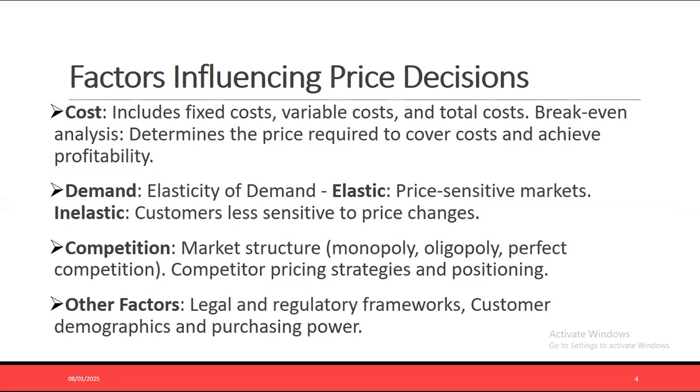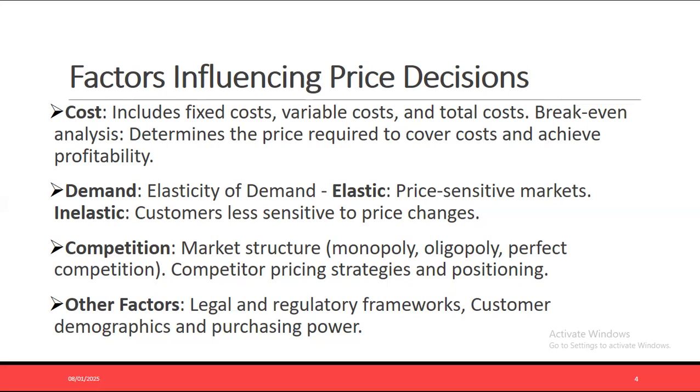And it also depends on the break-even analysis that has been done. This break-even analysis determines the price required to cover costs and achieve profitability. So you'd want to know at what point you would have covered all your costs and started to make profit. Okay, so the cost is a factor that influences price decision.